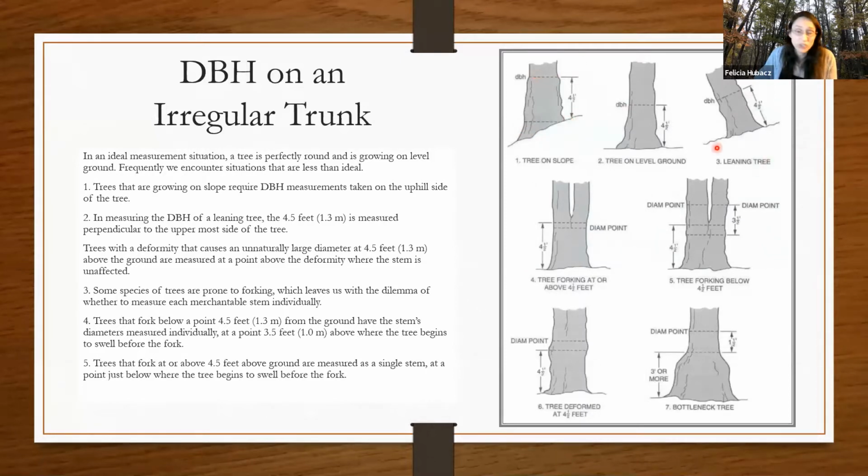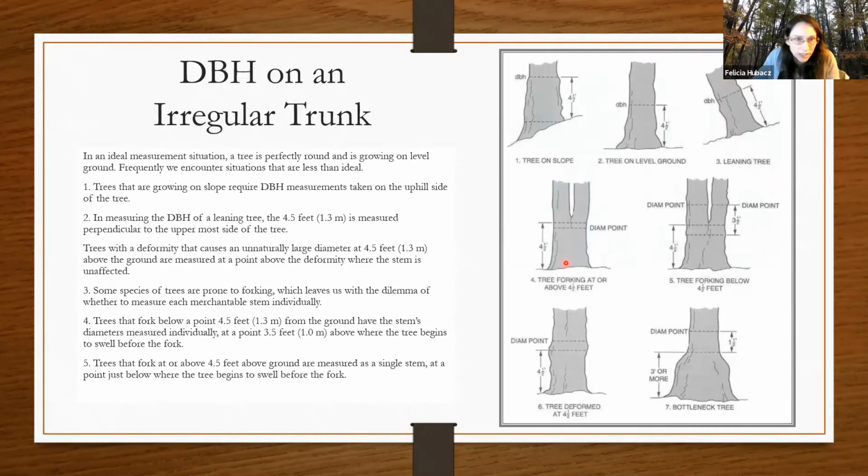If it's a leaning tree, you want to make sure that you're measuring 4.5 feet up, and you want to do that parallel to the trunk. So you don't want to go straight up and down as if the tree is straight up and down. You want to measure that along the trunk, and then do your DBH tape once again, keeping it perpendicular to the trunk.